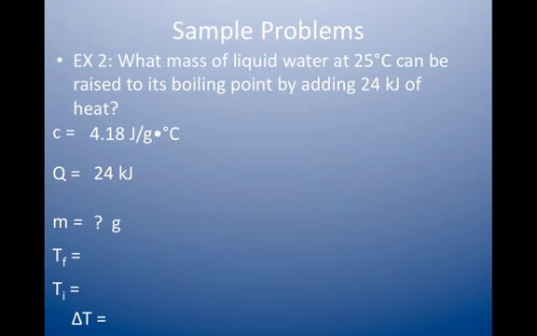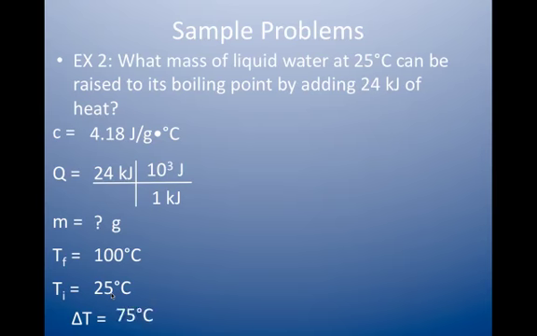The Q that you're given is 24 kilojoules. Now, this is another thing to watch out for. Notice this unit here, kilojoules, and this unit here, joules. So this needs to be converted to joules, just like this. And putting in your temperature numbers, the final temperature would be 100 degrees because that's the boiling point of water. The initial temperature, 25, gives you a delta T of 75 C.